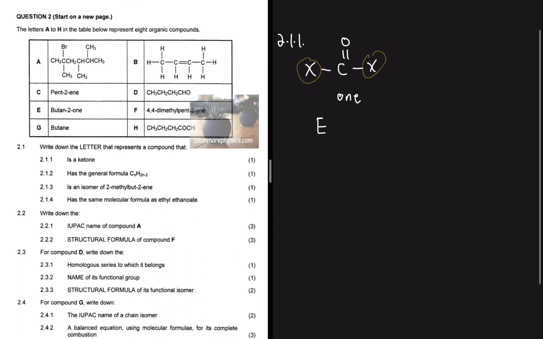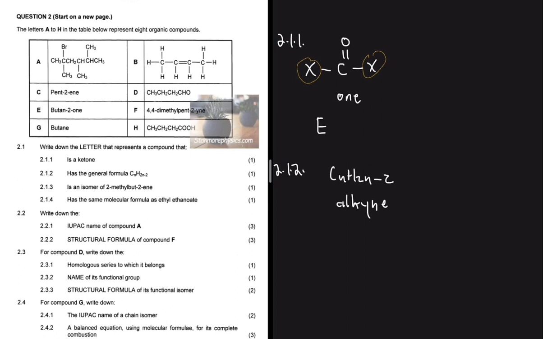And then 2.1.2 says the letter that represents a compound that has the general formula CnH2n-2, and then this is an alkyne, right? Because that's the general formula of an alkyne.